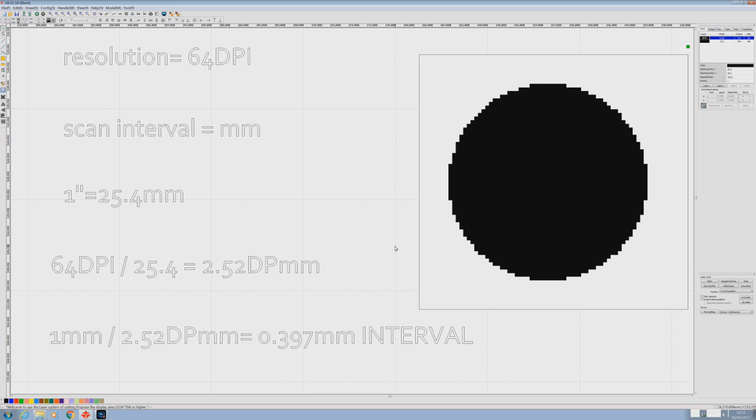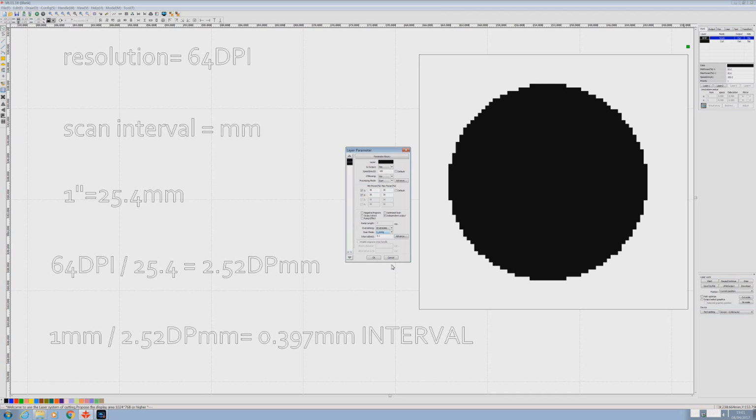The first one is to divide the dots per inch by 25.4, and that will tell you how many dots per millimeter. And then, because the interval is per 1 millimeter, what we've got to do is divide 1 millimeter by the number of dots per millimeter, and the ideal number that we're looking for is 0.397.